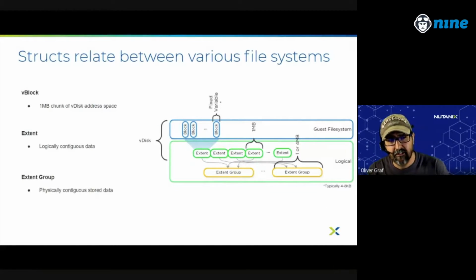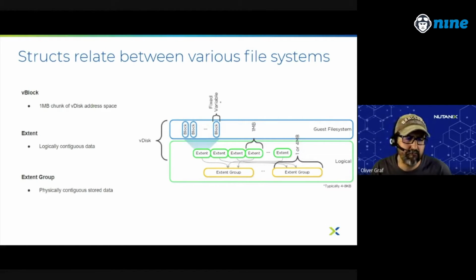So just a short overview on the structure related between various file systems in the DSF. So we have the vBlocks, the extent, and the extent group. A vBlock is just a 1 megabyte chunk of virtual address space composing a vDisk. For example, a vDisk of 100 megabytes will have 100 times 1 megabyte vBlocks. vBlock 0 would be for 0 to 1 megabyte. vBlock 1 would be from 1 to 2 megabytes, and so on.